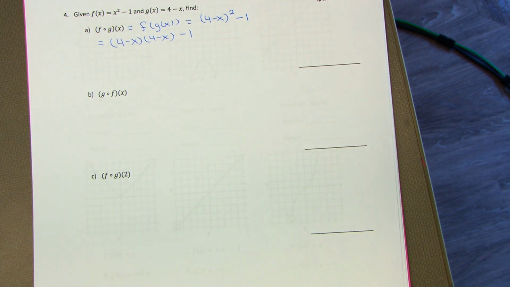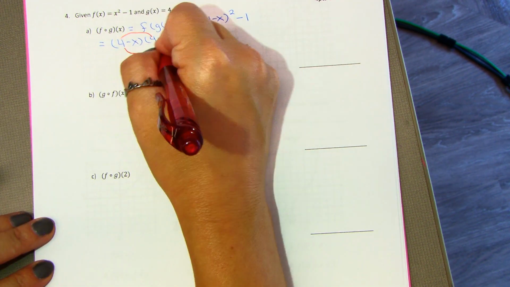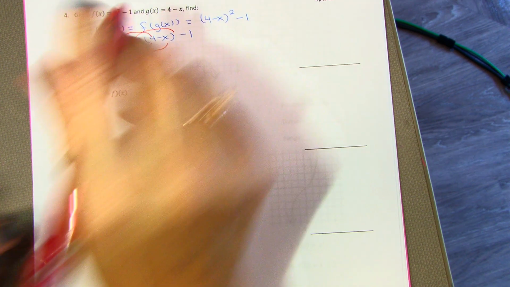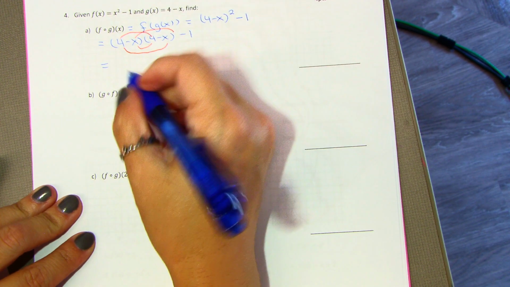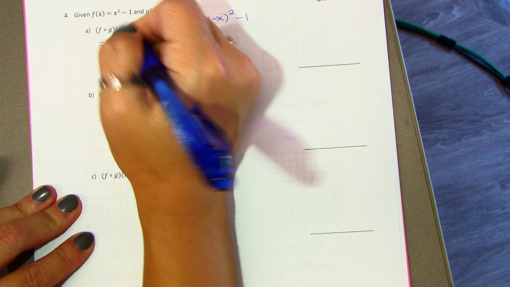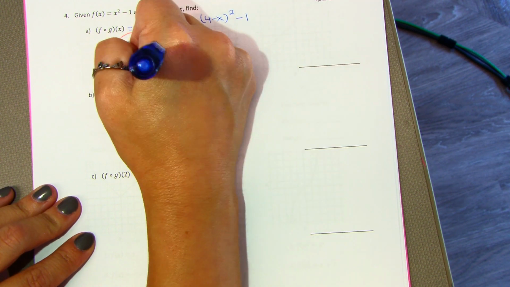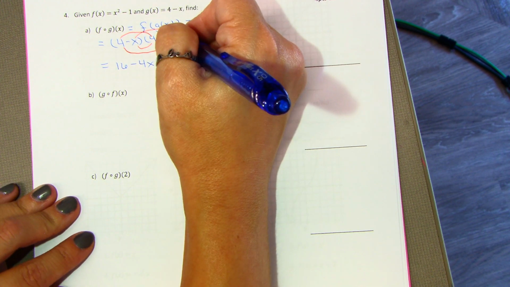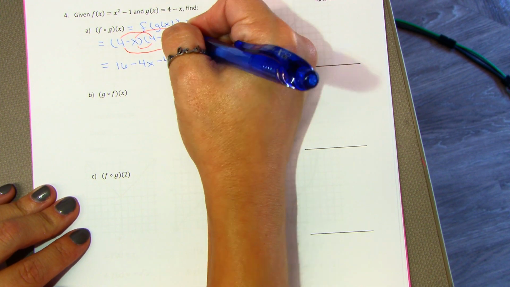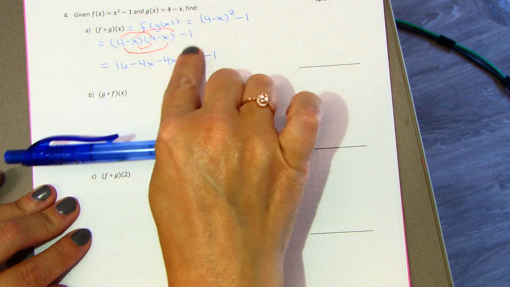So, FOIL, first, outer, inner, last. I'm just going to write all that on there so I don't have to use that pen again for a little bit. So for my first, it's 4 times 4, which is 16. For my outer, I have a 4 times a negative x, which is a negative 4x. My inner, I also get a negative 4x. And then my last is a negative times a negative, which means I get a positive x squared. And then I still have this minus 1 out here. Watch out for that because it's easy to let that go and forget about it, and then your answer is going to be wrong in the end, and that's a big bummer.